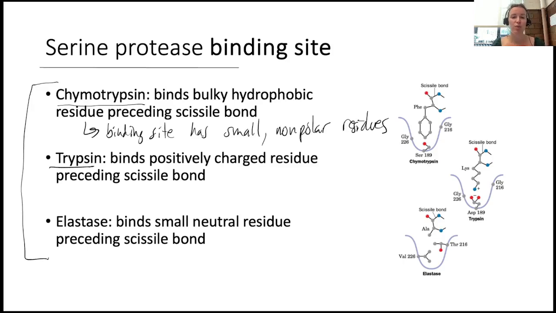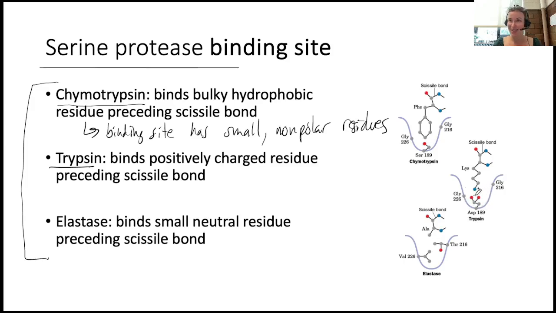What about the next one, trypsin? So trypsin binds positively charged residues before the bond that's going to be cleaved. What does its binding site look like? Well, here we're binding lysine. Lysine is fairly long, so it's on the bigger side of amino acids. So you see that to accommodate its size, we have 2 glycines, right? The smallest possible amino acid.